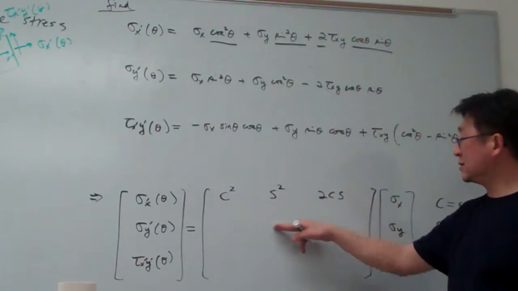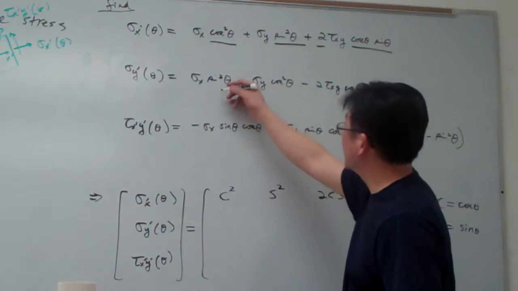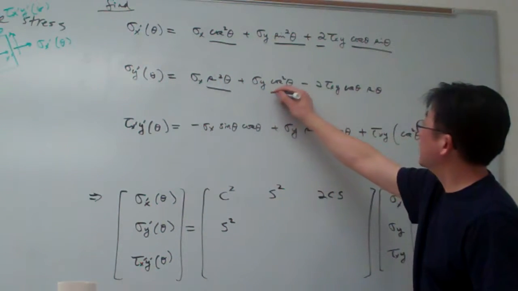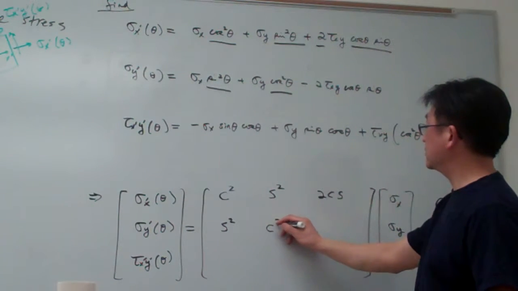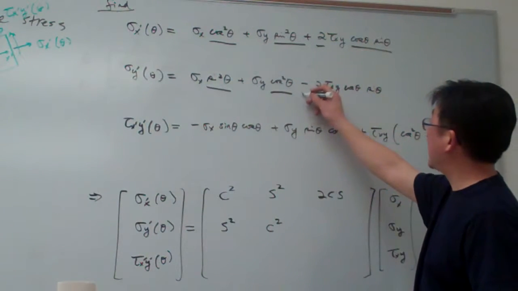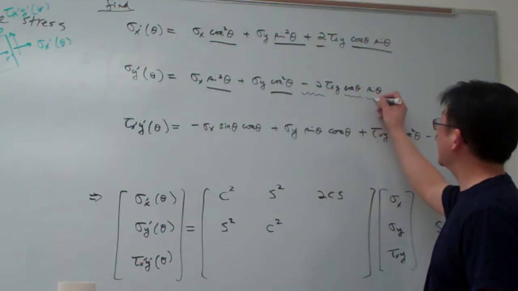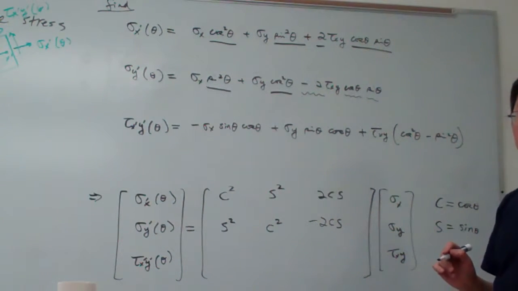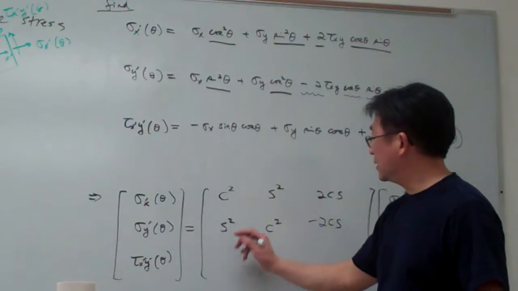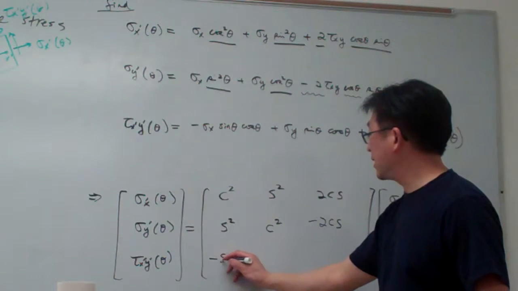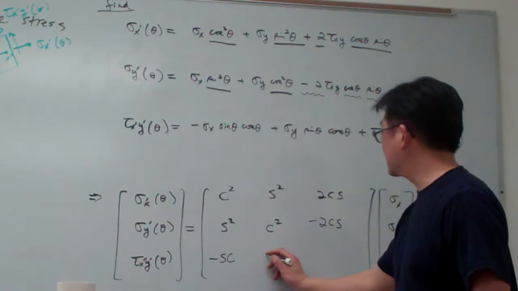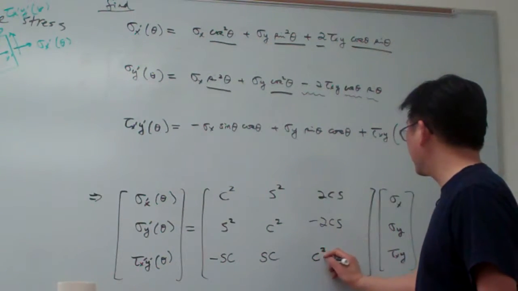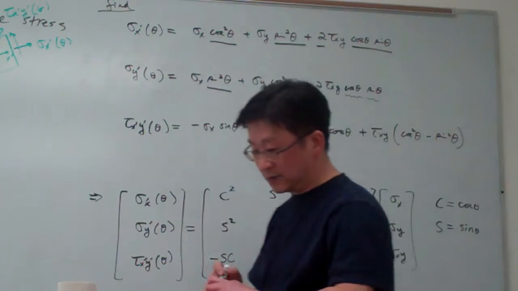And the second row is this one. Again, the first one is s squared, the second one is cosine squared, and the last one is minus 2 cosine and sine. Then the last row: minus sine cosine, sine cosine, and then c squared minus s squared. Let me check.